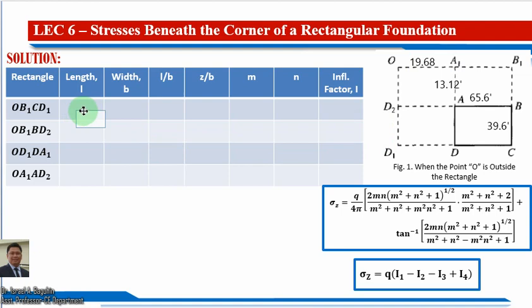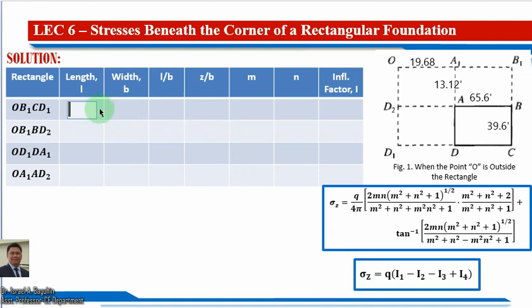So we are going to fill in the values of our length and the corresponding width. After getting this, we are going to get the ratio of length over width, and also depth z over b, just in case you are going to use the chart in our previous slides to calculate the value of our influence factor I. But in our example, we are concentrating on this formula, and then we get the m and n values, afterwards the value of our influence factor I, and subsequently the value of our vertical stress sigma z.